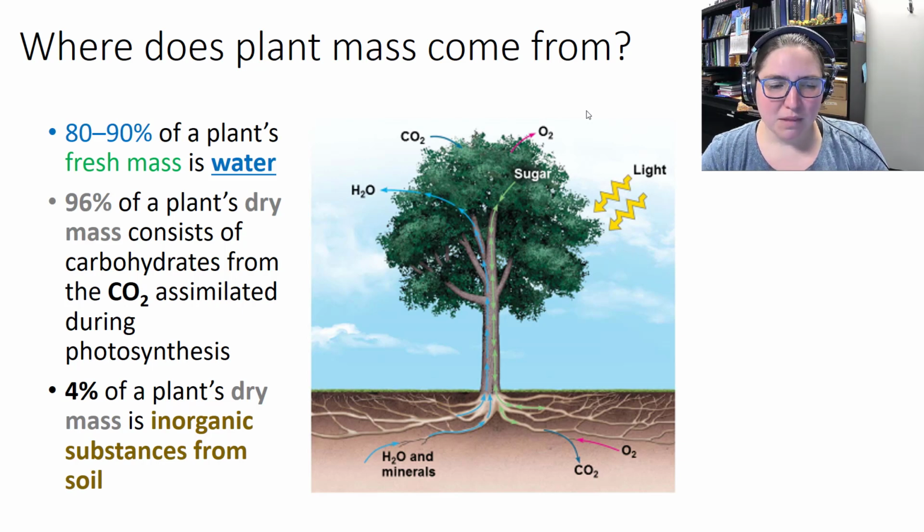So the bulk of the plant's dry mass, or non-water mass, is actually from organic molecules they assembled, and they built the carbon backbone from carbon dioxide in the environment. Obviously, that's not all of their dry mass. About 4% of the plant's dry mass comes from inorganic substances that did come from the soil.